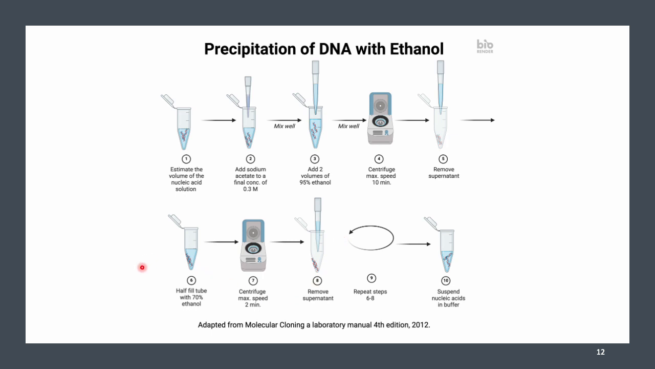So again, we're going to half fill the tube with 70% ethanol. We're going to centrifuge it and aspirate off the supernatant. Now we're going to resuspend our DNA off the side of the tube in an appropriate buffer or in molecular grade water.